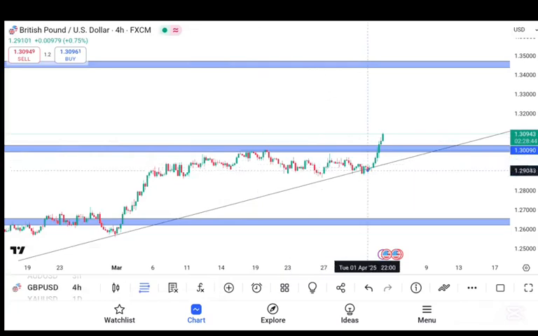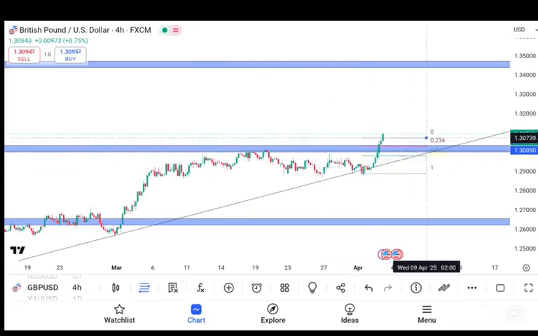So I use my Fibonacci tool to plot from swing low to swing high.